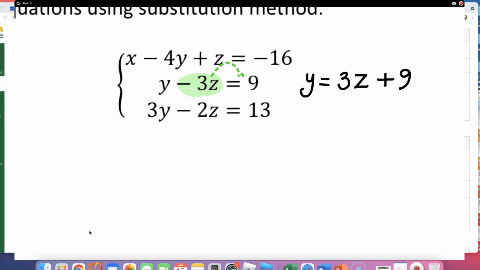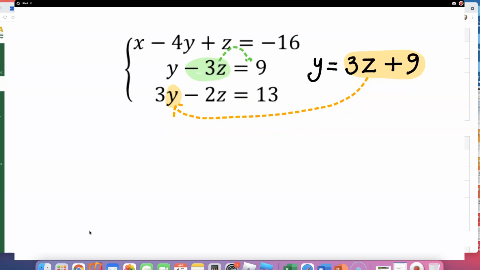Why did I do that? I can plug in what's on the right side of this equal sign as y. 3z plus 9 is equal to y. So I'm going to substitute this 3z plus 9, which is a binomial, right in here. So let's write down equation number 3, the very bottom equation, with substitution. So that will be 3, and instead of y, we're going to put in 3z plus 9.